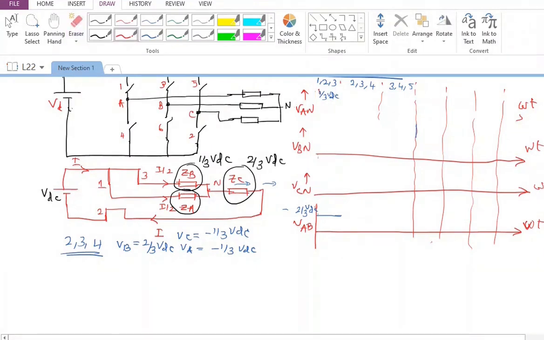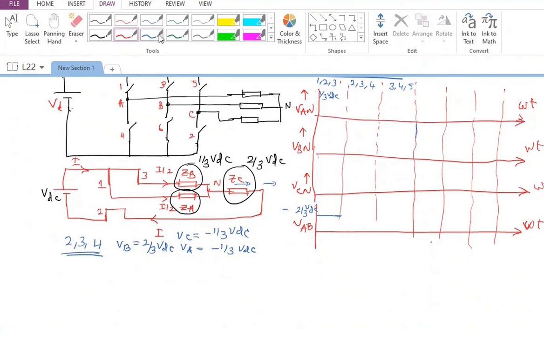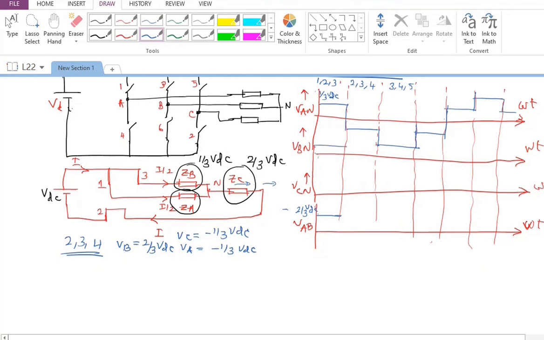So let me draw this somewhat like this. So I'm going to have, this is omega t. So I'm going to have first of all 1 by 3 VDC. From that it is coming to minus 1 by 3 VDC. Then it is coming to minus 2 by 3 VDC. Then it will come like this. So this is going to be the kind of waveform we get. The same way here I can draw VBN, what we got as 1 by 3 VDC here, that will go to 2 by 3 VDC, then again plus 1 by 3 VDC. So this will go like this. So this is going to be the kind of waveform we have.